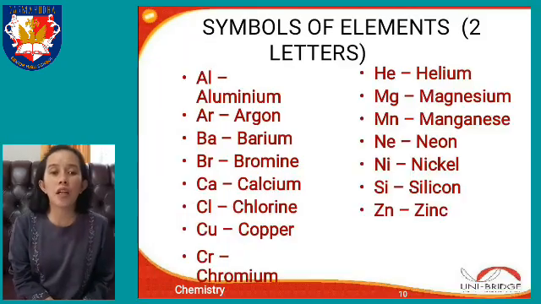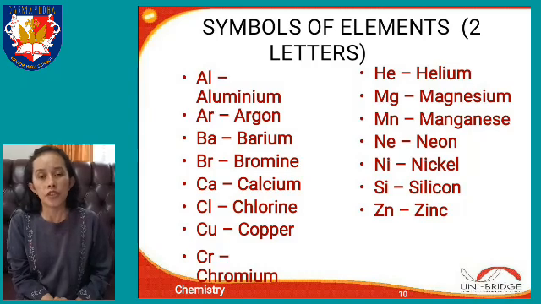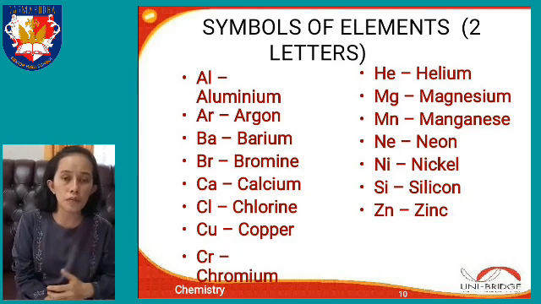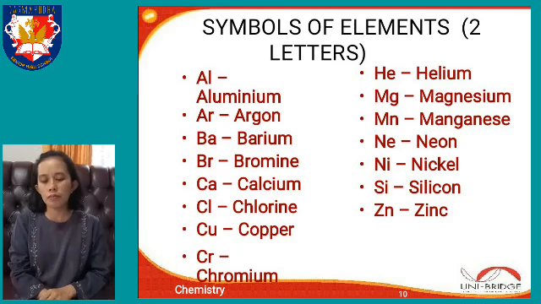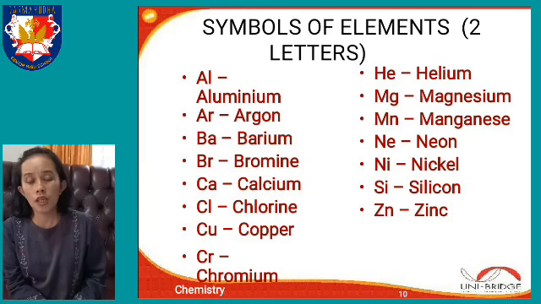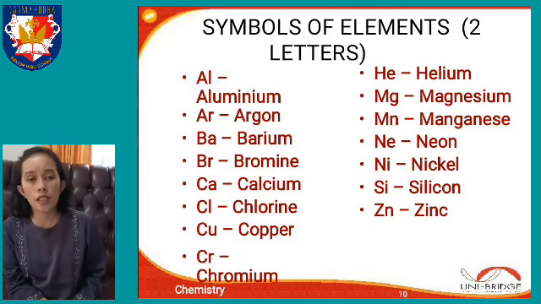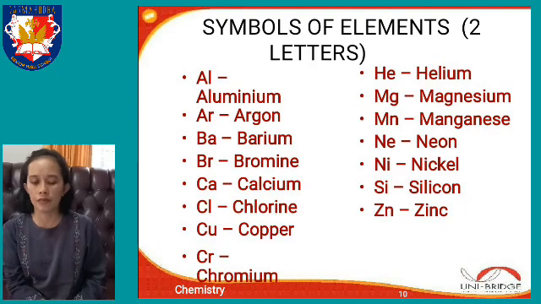There are some elements whose symbol consists of only one letter. But there are also some elements whose symbol consists of two letters. If the symbol consists of two letters, the first letter should be a capital letter and the second letter should be lowercase. The example here is aluminium. Aluminium's symbol consists of two letters: A and L. Calcium's symbol also consists of two letters: C and A.